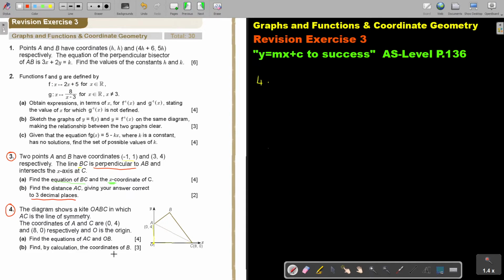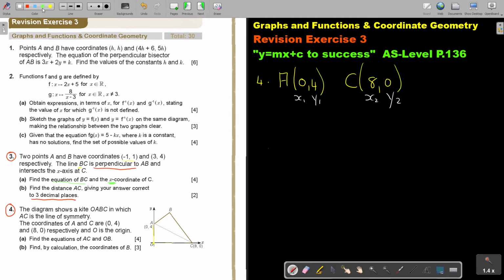Then they ask you the questions. So let's start with the first one. Find the equation of AC. I always like to first write down the points. So this is A, 0, 4, and this is C, 8, 0.